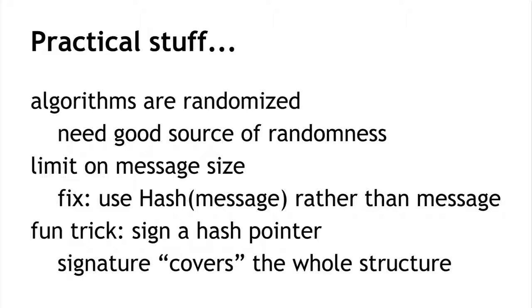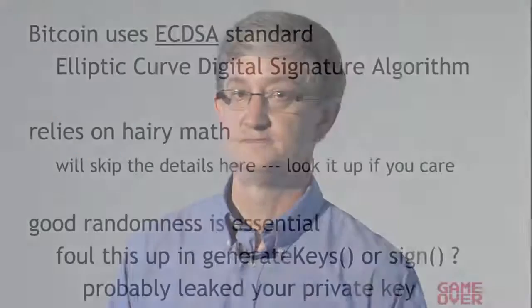And by the way, a fun trick, which we'll see used later, is that you can sign a hash pointer. If you sign a hash pointer, then the signature covers or protects the whole structure. Not just the hash pointer itself, but everything it points to, and everything that points to. For example, if you were to sign the hash pointer at the end of a blockchain, the result is that you would effectively be digitally signing the entire contents of that blockchain. That's a useful trick that we'll see used later.